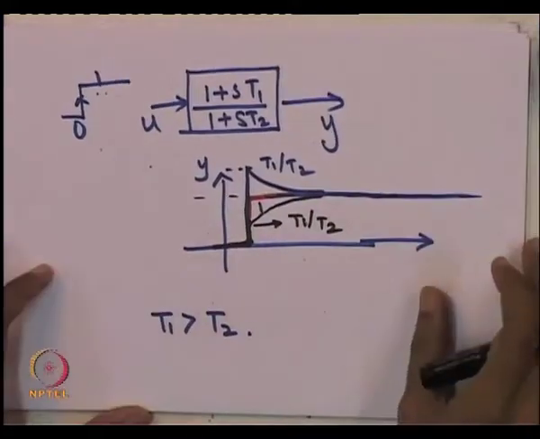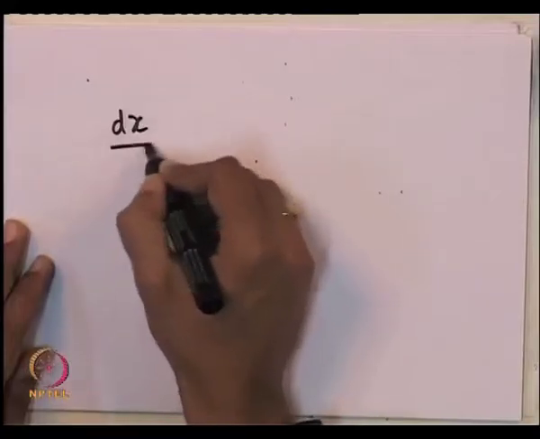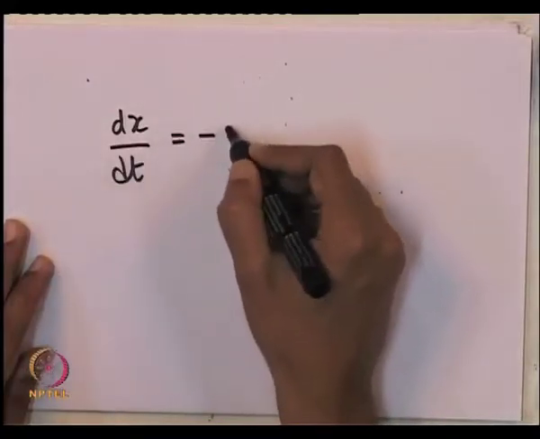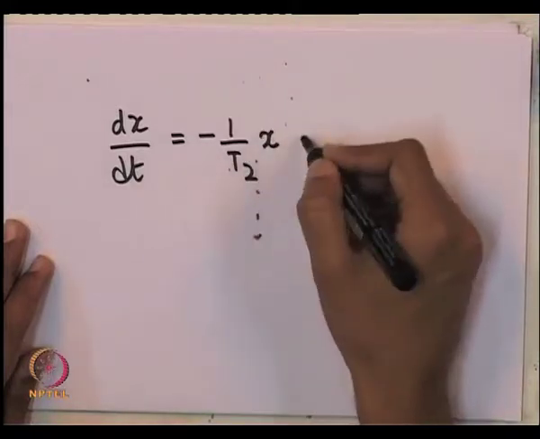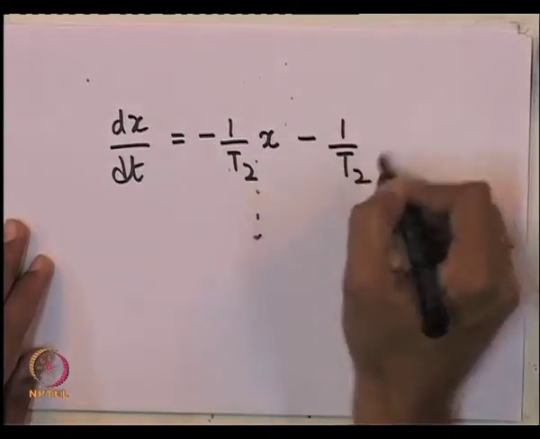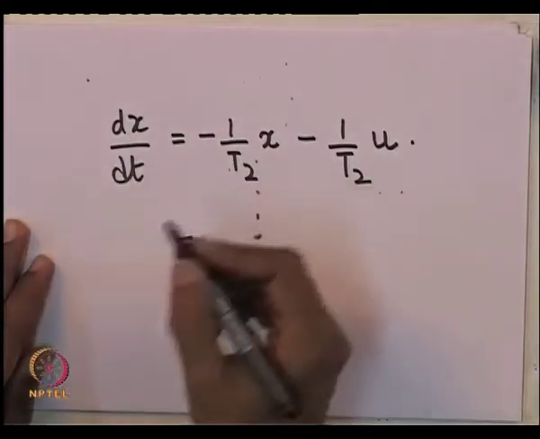Now, the state space representation of this is quite easy to find out. If you look at the block diagram which is given on your screen, it is quite easy to derive. What comes before the integrator is the derivative of the state. So, you can write dx by dt is equal to minus 1 by T2 times x minus 1 by T2 times u. So, this is actually the state space differential equation.